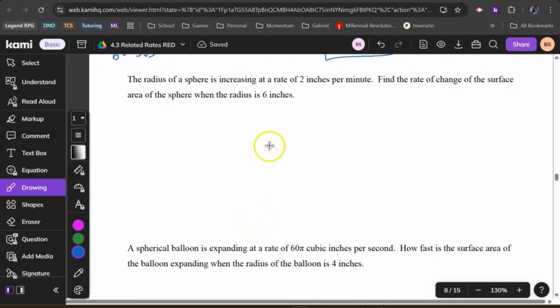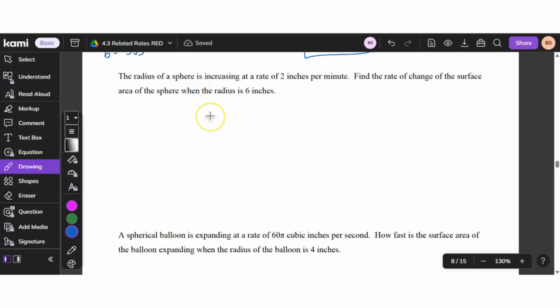The radius of the sphere is increasing at a rate of 2 inches per minute. Find the rate of change of the surface area of the sphere when the radius is 6 inches. All right, so next one here is we're going to take the radius of a sphere. It's increasing at a rate of 2 inches per minute. Find the rate of change of the surface area of the sphere when the radius is 6.